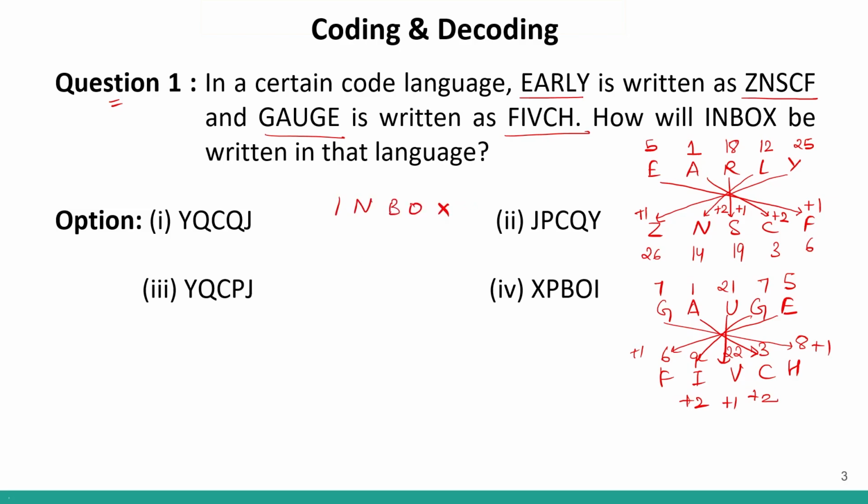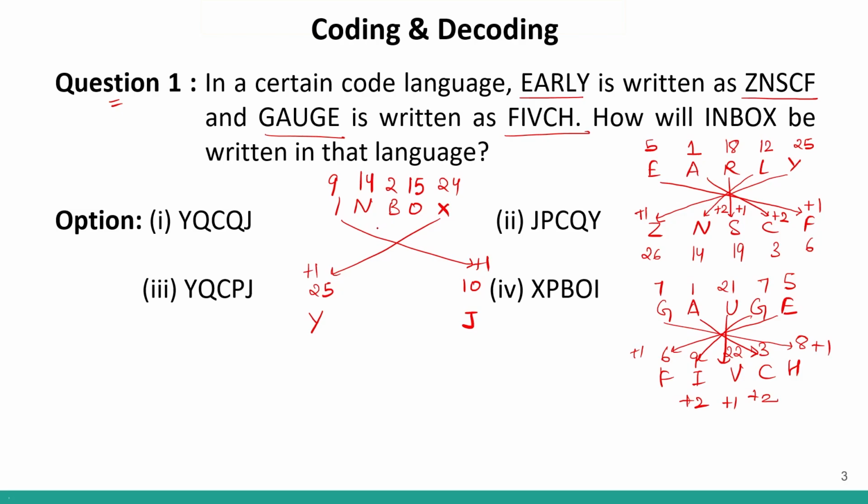INBOX, what are the forward positions? I is 9, N is 14, B is 2, O is 15, and X is how much? The forward rank for X is 24. So now I will move 1 position forward from X. So I will get 25. Similarly from I also I will move 1 position forward. So I will get 10. At 10 we have J, and at 25 we have Y.